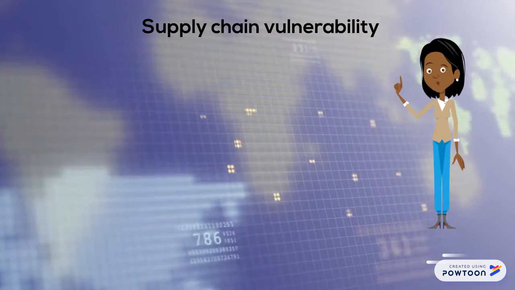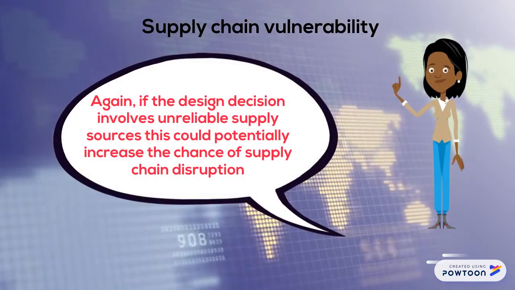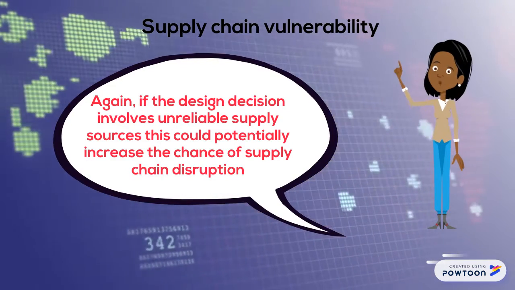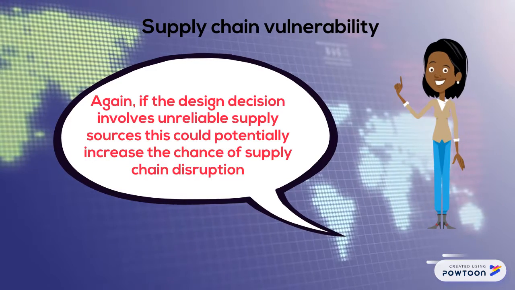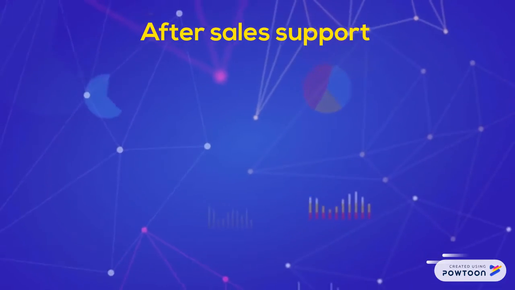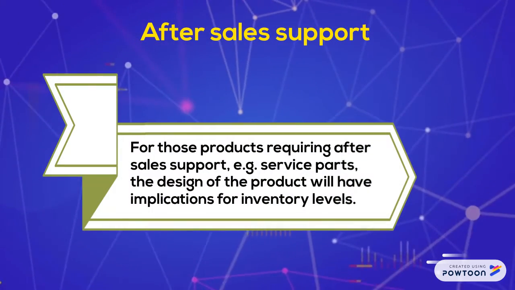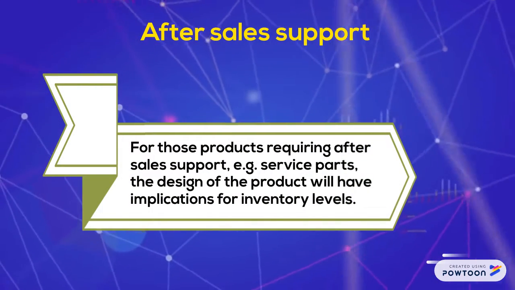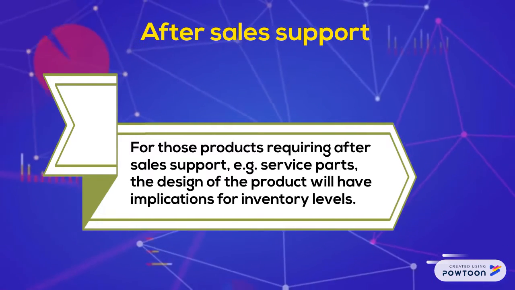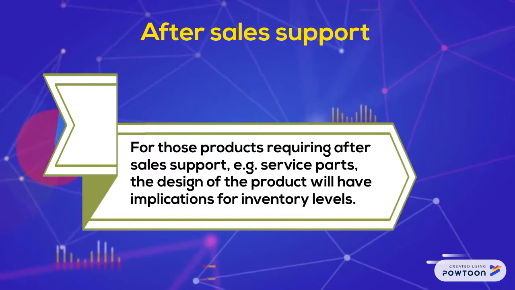Moving on is supply chain vulnerability. Again, if the design decision involves unreliable supply sources, this could potentially increase the chance of supply chain disruption. Finally is after-sales support. For those products requiring after-sales support, for example, service parts, the design of the product will have implications for inventory levels.